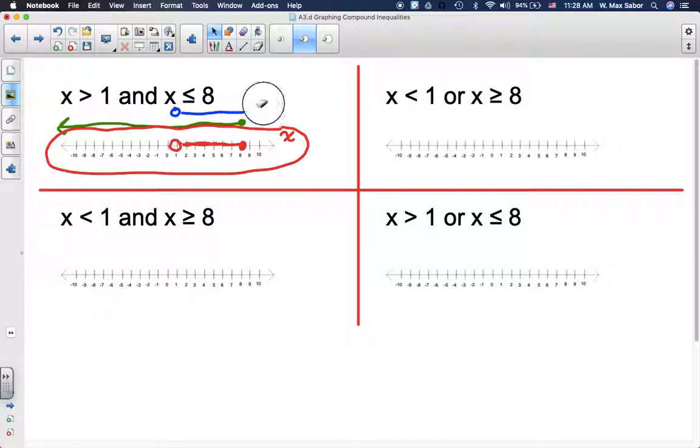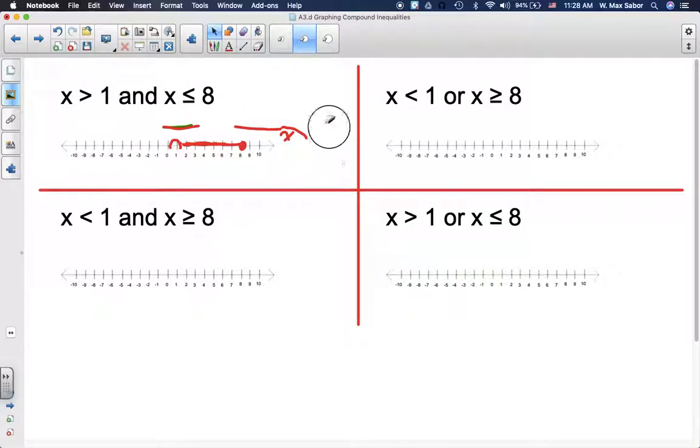Usually people won't bother drawing this, and they'll just say, okay, the smallest point is 1, the largest point is 8, and it's between them because we're greater than 1 and less than or equal to 8. But that's how we get it. Now for the OR: x is less than 1, or x is greater than or equal to 8.